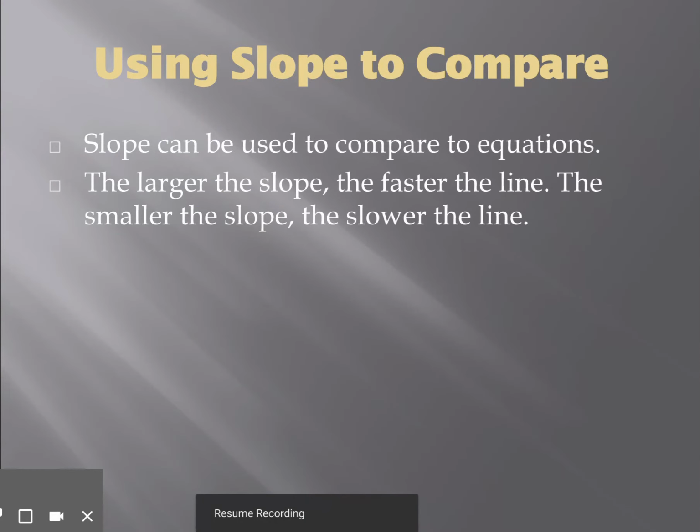Slope can be used to compare equations, especially unit rates, like cost of things or how much something costs per pound, or speed, things like that. The larger the slope, the faster the line. The smaller the slope, the slower the line. That kind of makes sense if you think about the slope of a hill. The steeper the hill is, the faster you would go down it if you were skiing or sledding or something like that.